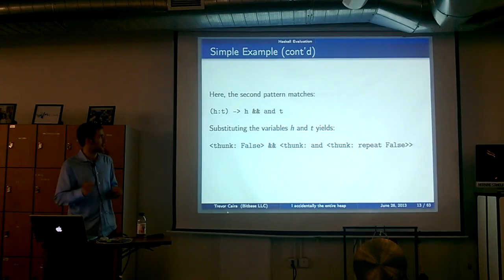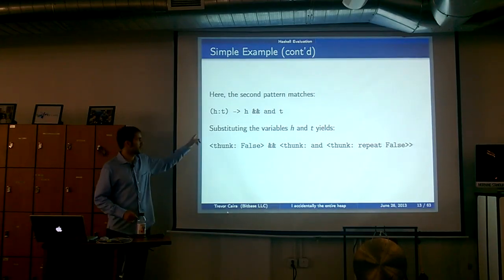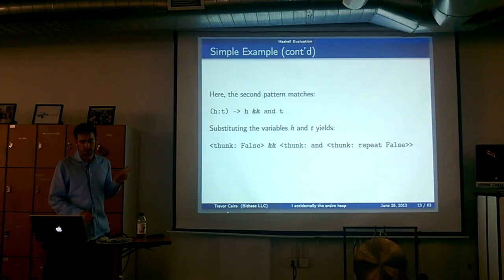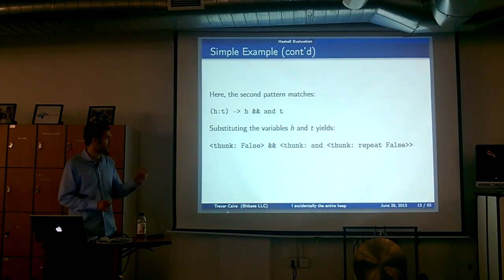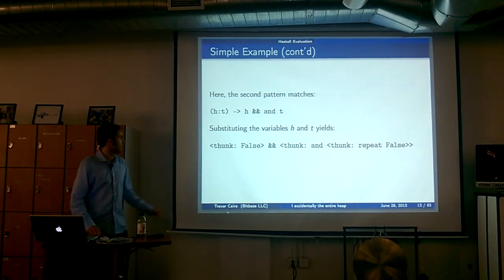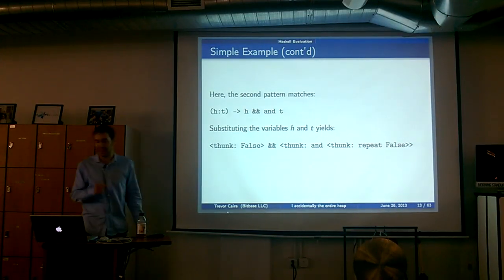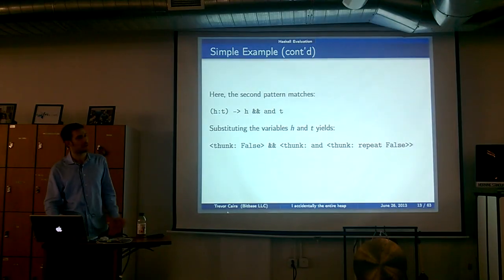So, substituting that into the case alternative here, replacing H and T with their respective arguments, we get this func which yields false, and then the and operator, and then that func which, when forced, gives us repeat false as the tail.